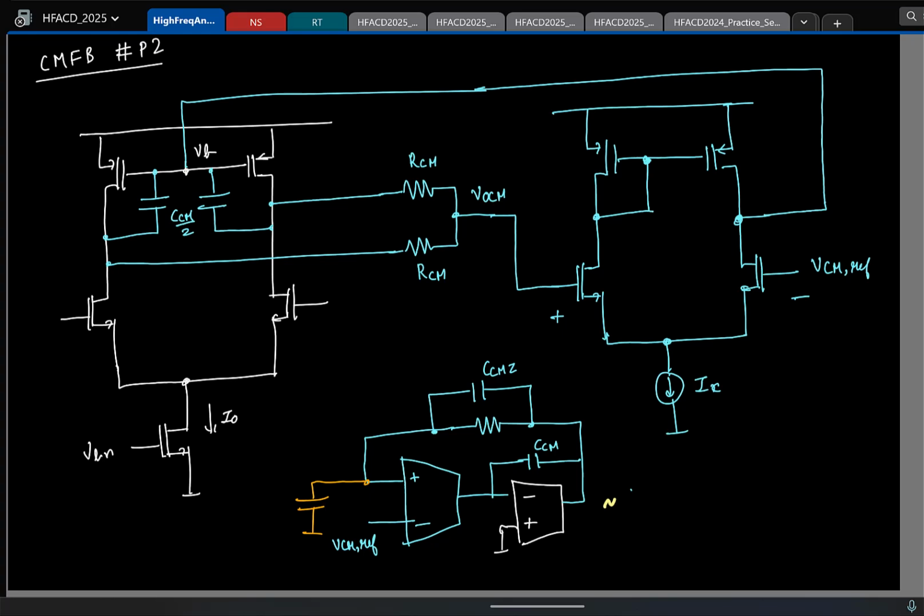So we have to add this capacitor here. So let me add it somewhere here. So this is CMZ by 2, and RC. Okay.